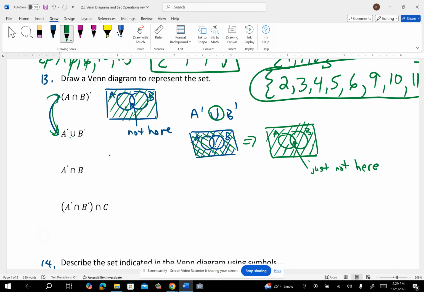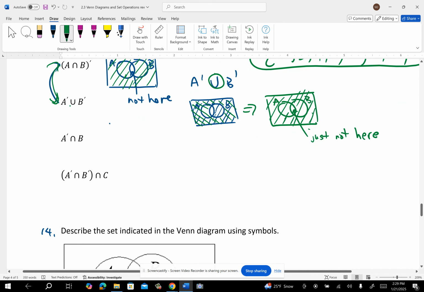Okay, let's try to figure out A's complement intersected with B. So sometimes I have to do some scratch work for that. So let's get A's complement. Okay, A's complement, that would be outside of circle A. Set B, outside of circle A. All right, so that's A's complement.